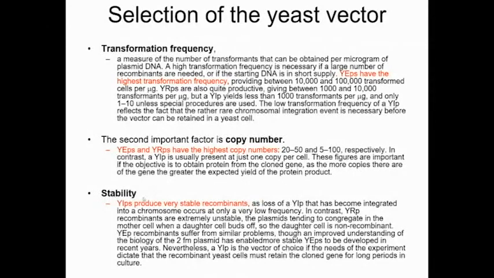So YIp has lower transformation frequency, but the YIp has a very stable recombinant. That's because YIp can integrate into the chromosome, so that's why it's very stable. So these are the three factors normally people will consider to select the vector and how they use it.